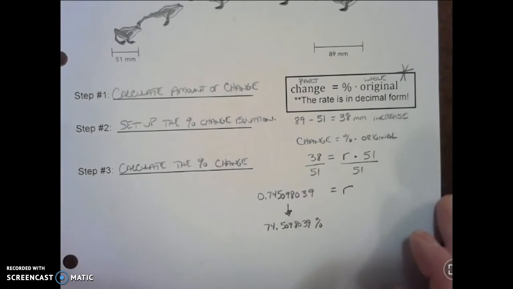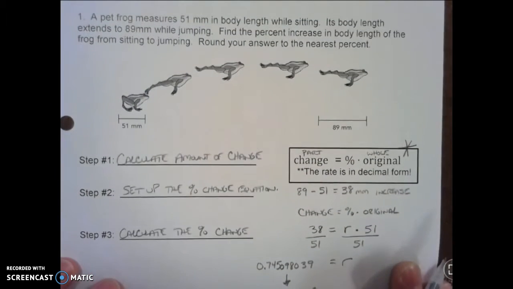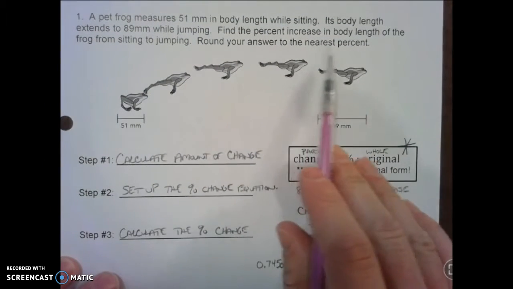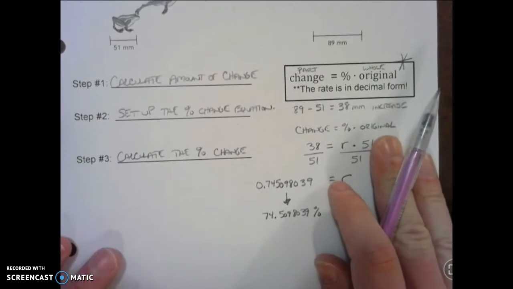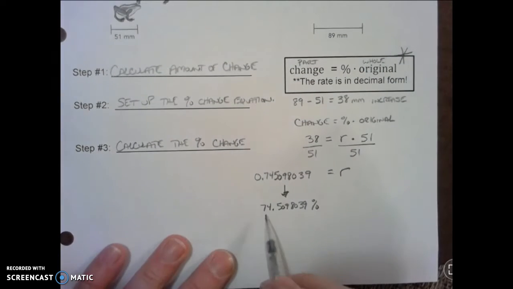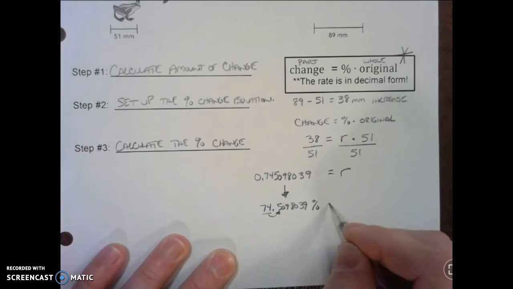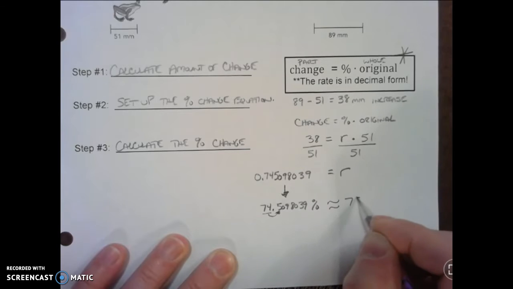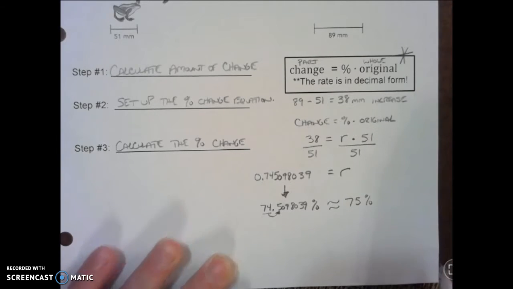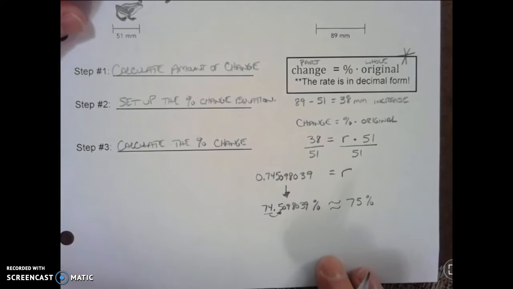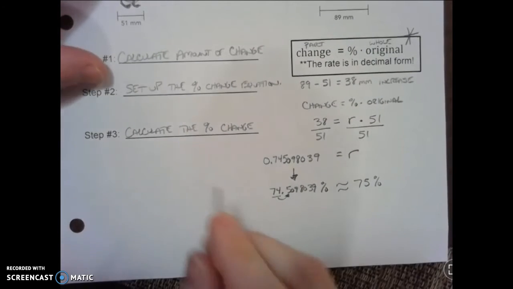Okay, now don't forget back at the top here, we were told to round your answer to the nearest percent. So I'm looking at this number right here. It looks like 74%, but I checked the tenths place and I see a 5, which is going to be enough to round us up. So this is going to be approximately 75%.